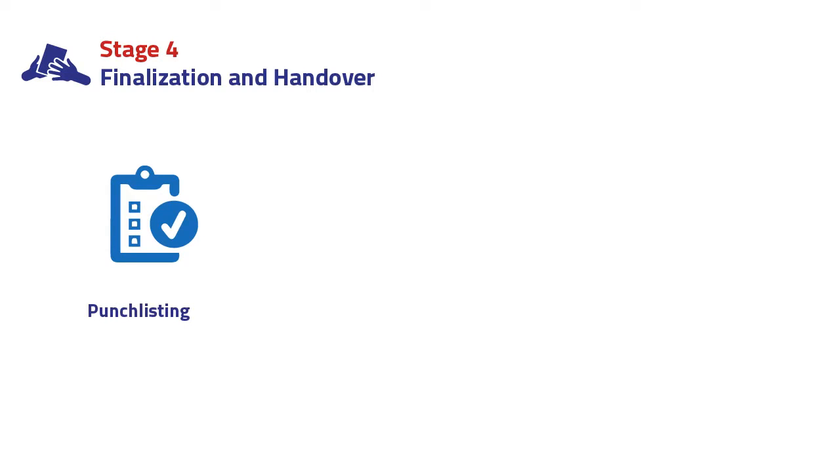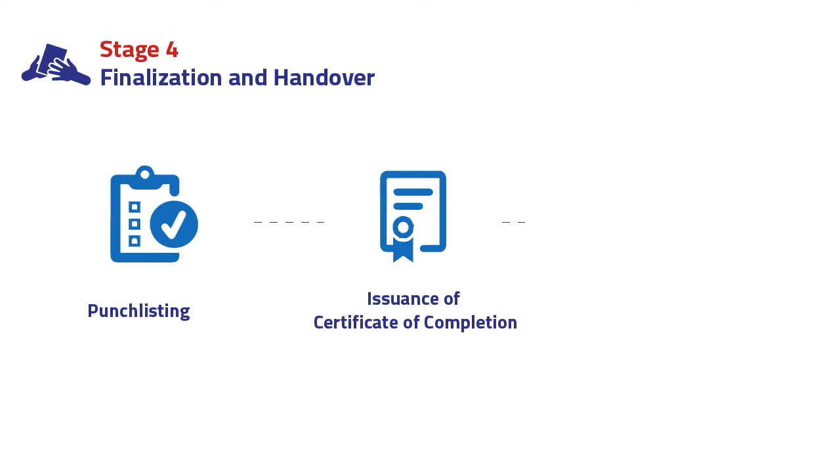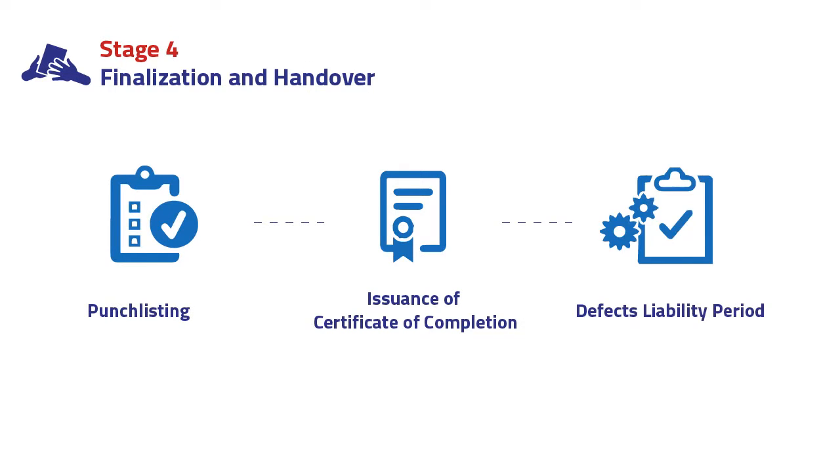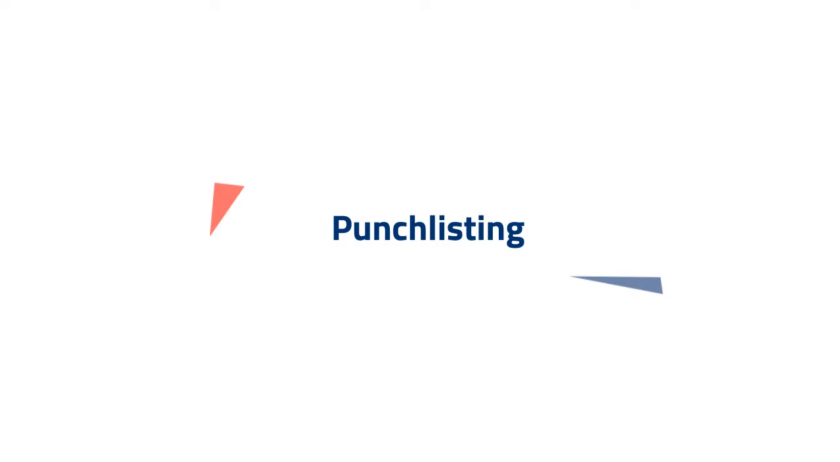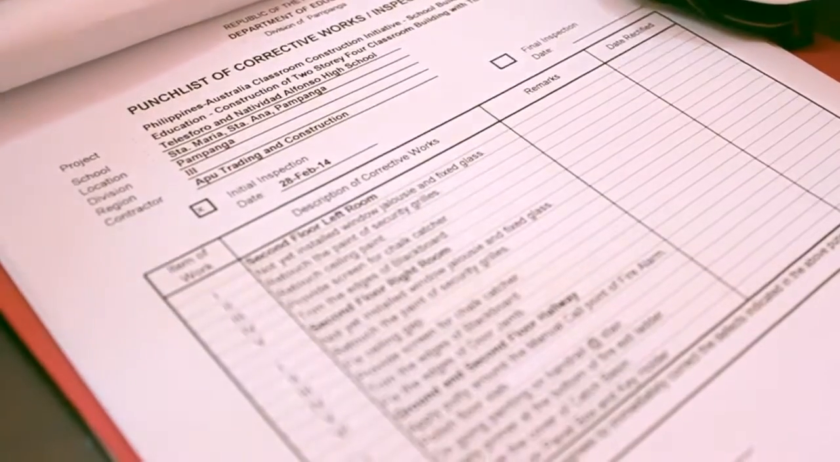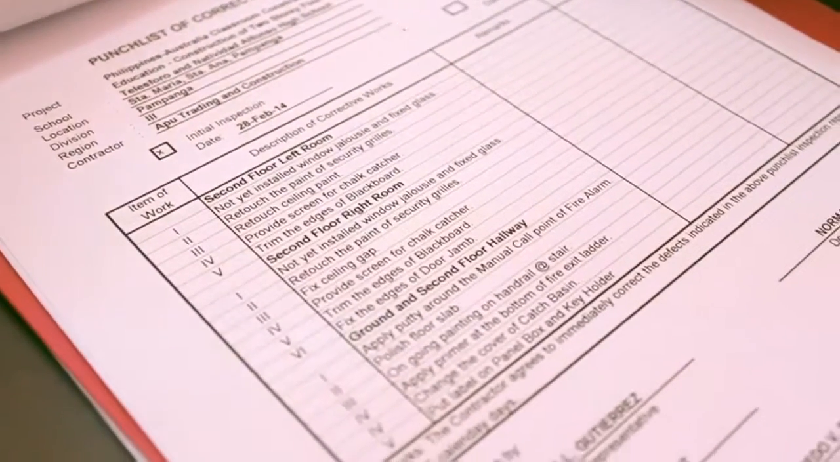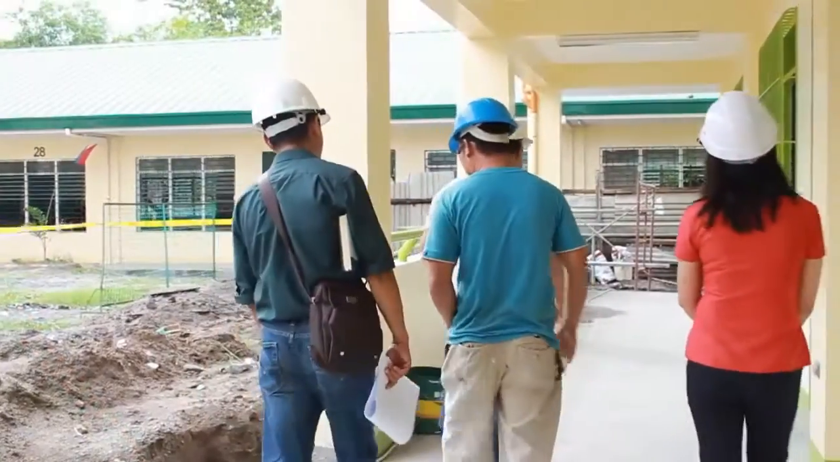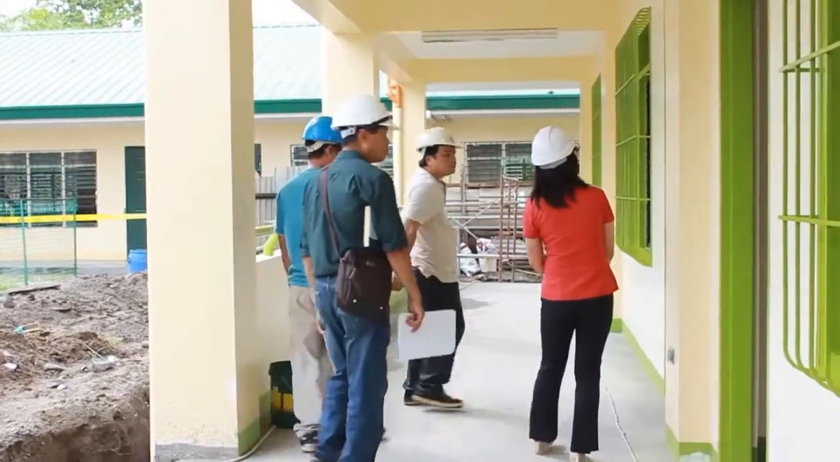Stage 4. Finalization and handover. In this stage, the key activities are punch listing, issuance of certificate of completion, and defects liability period. Punch listing. Punch listing is the final quality assurance check to ensure that the construction has been completed in accordance with the plans and specifications.